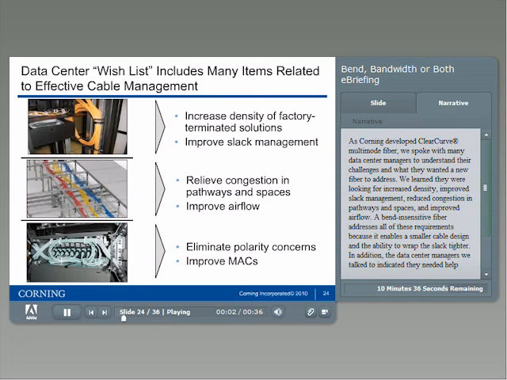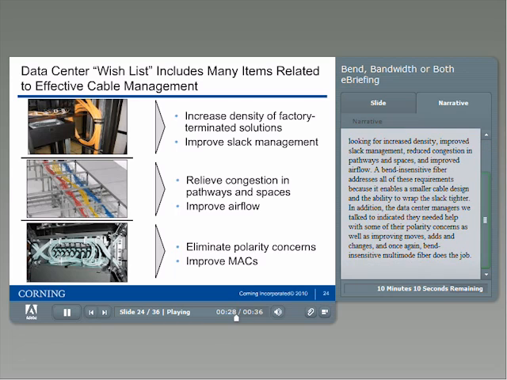As Corning developed ClearCurve multimode fiber, we spoke with many data center managers to understand their challenges and what they wanted a new fiber to address. We learned they were looking for increased density, improved slack management, reduced congestion in pathways and spaces, and improved airflow. A bend-insensitive fiber addresses all of these requirements because it enables a smaller cable design and the ability to wrap the slack tighter. In addition, the data center managers we talked to indicated they needed help with some of their polarity concerns, as well as improving moves, adds, and changes. And once again, bend-insensitive multimode fiber does the job.